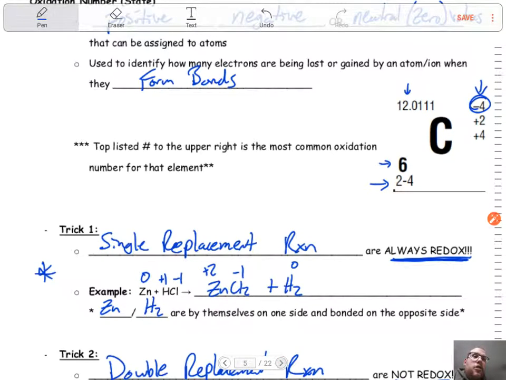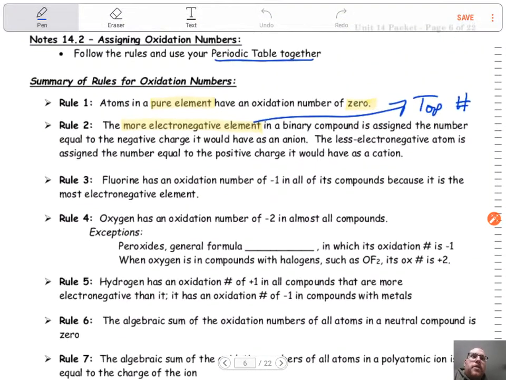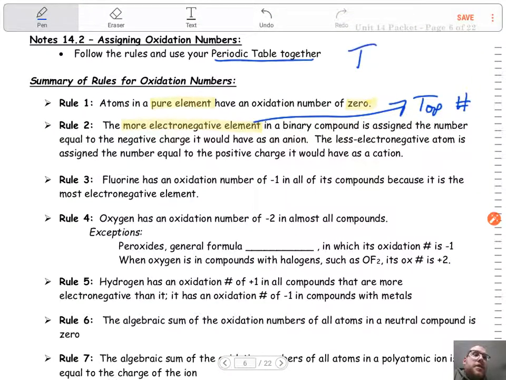Now you might think, well, how do I know if something's more electronegative or not? Table S, guys, is your resource. You don't have to write this down. You have all the electronegativity values listed there. But remember, the further to the right you go on the periodic table, the more electronegative it is, and then up as well.